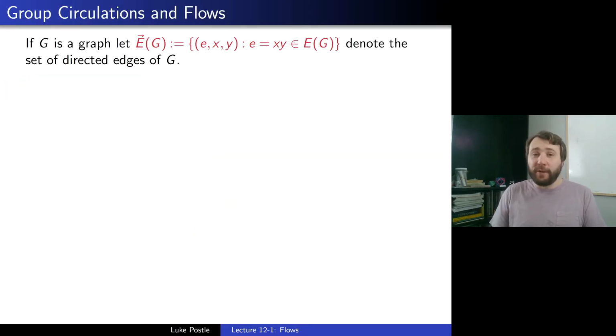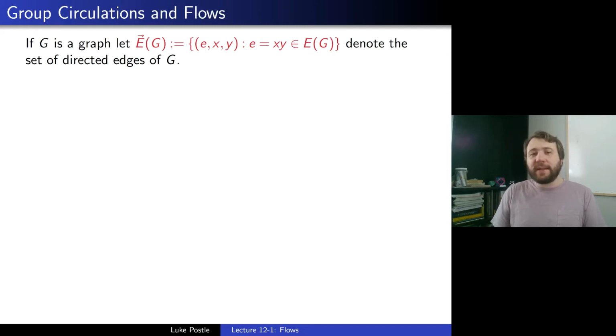What are flows? Well, to do that definition, we'll need an understanding of directed edges. So let me use some notation. Let E of G, but with a vector hat on top, be the set of directed edges. So EXY triples, where EX equals XY is an edge of G.